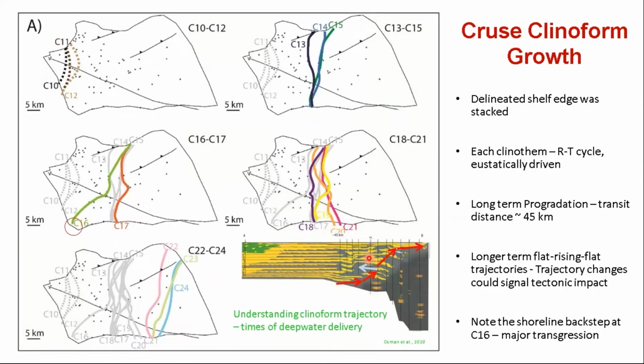Now, if we stack our shelf edges with time through these constructed clinoforms, we can begin to understand changes with time. So our youngest clinoforms are much further towards the west. And then suddenly there's a jump forward where our shorelines or shelf edges make a rapid forward progradation all the way up to C21, where they hover around the same place, except for C16, where the shoreline slightly backsteps before the youngest set of clinoforms prograde again on the system.